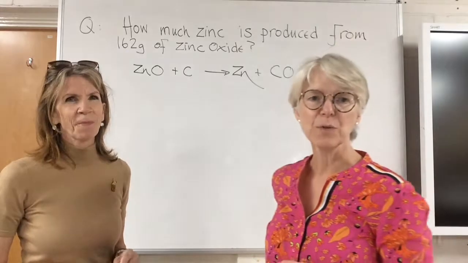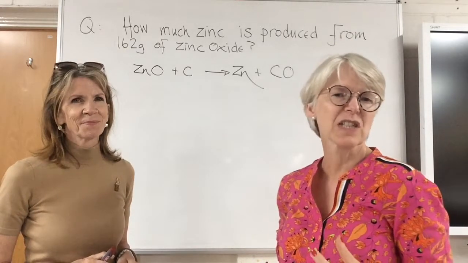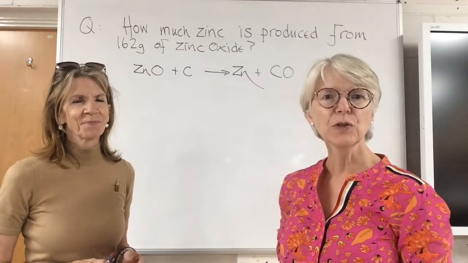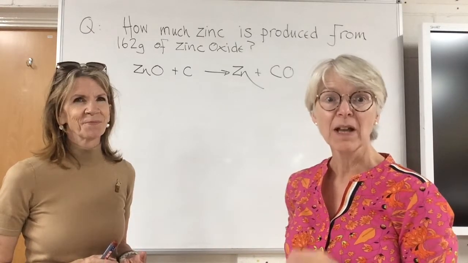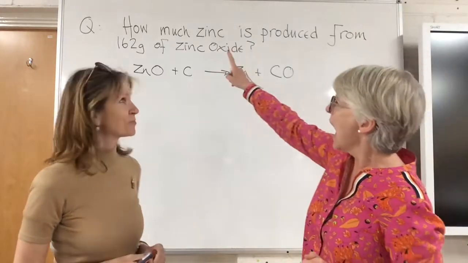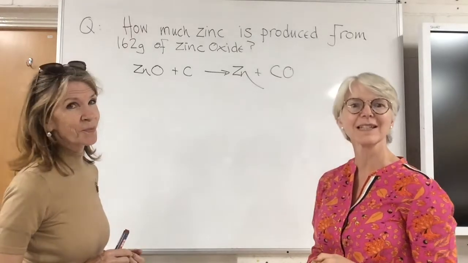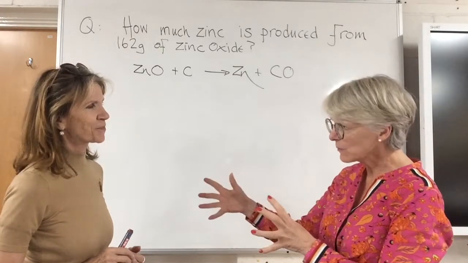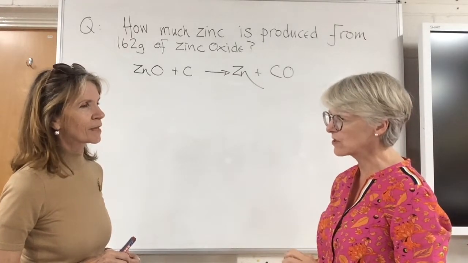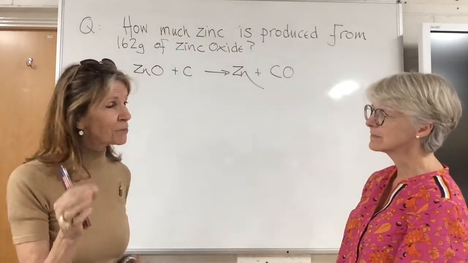Now, in this video, we're going to look at how you work out how much substance can be made using the chemical equation. So the first thing you have to do is look at the question very carefully. Let's look. How much zinc is produced from 162 grams of zinc oxide? So, Ms. McLaren, what's the first thing you would do with that question?